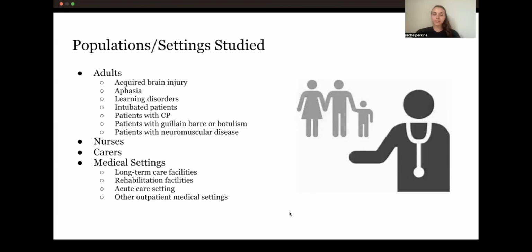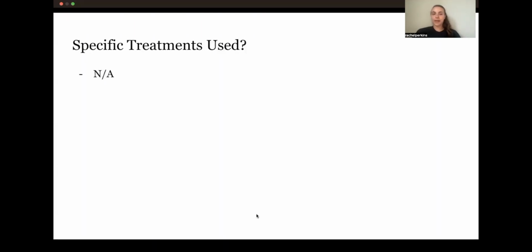Okay, the populations and settings we studied: we looked at adults with different brain injuries, aphasia, learning disorders, they say it there. We also looked at nurses, carers, so like the family members, in different medical settings: long-term, rehab, acute. And we didn't have any specific treatments used for our research.